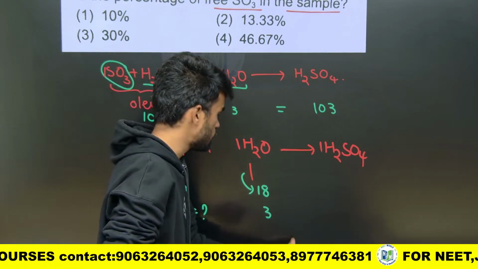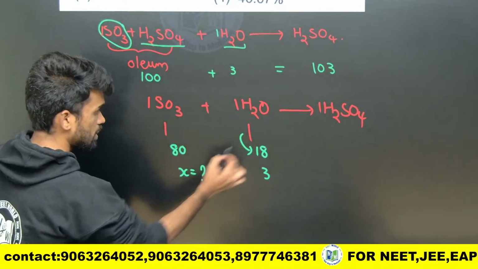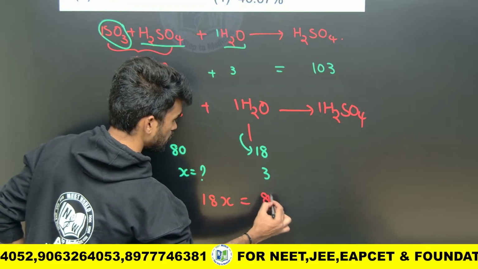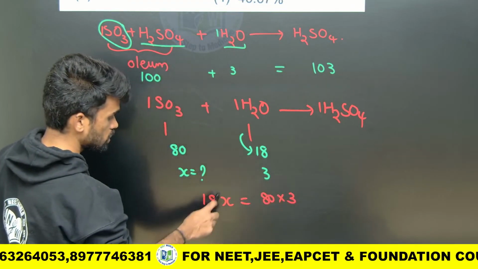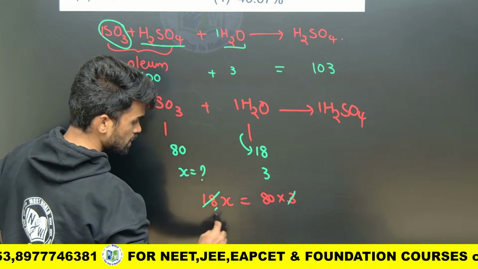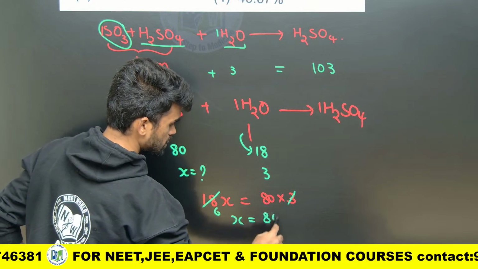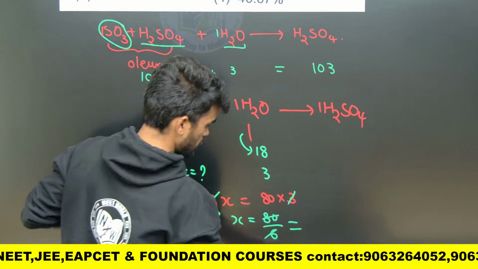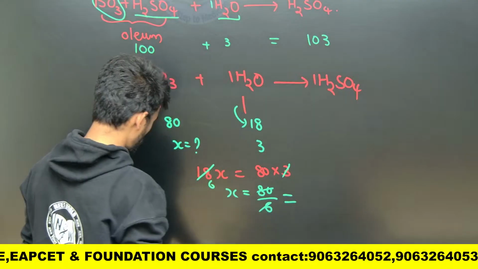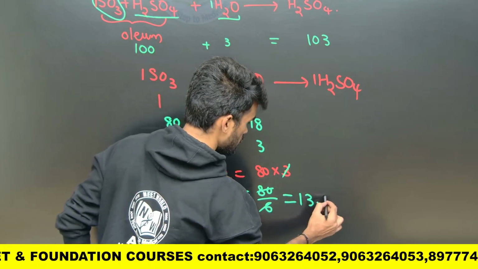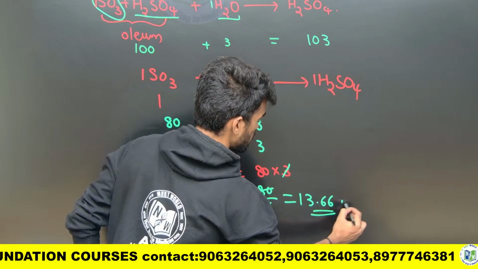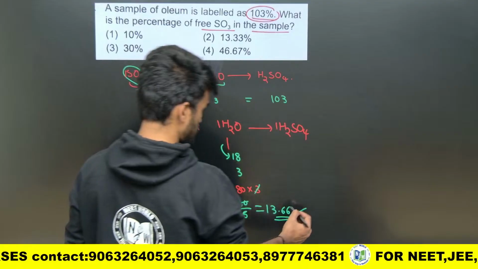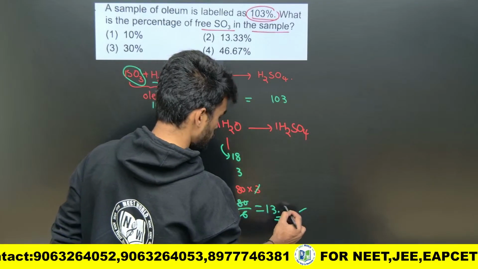So how can you take this? Take X into 18, so 18X equals 80 into 3. This will be 3 6 are, so X will be 80 by 6. So how much will this be? You will get around 13.33. So what is the free SO3 present in this solution? It is 13.33. 13.33 will be your answer.